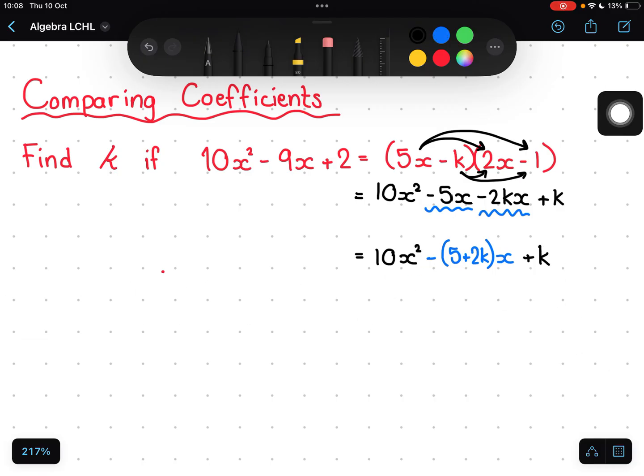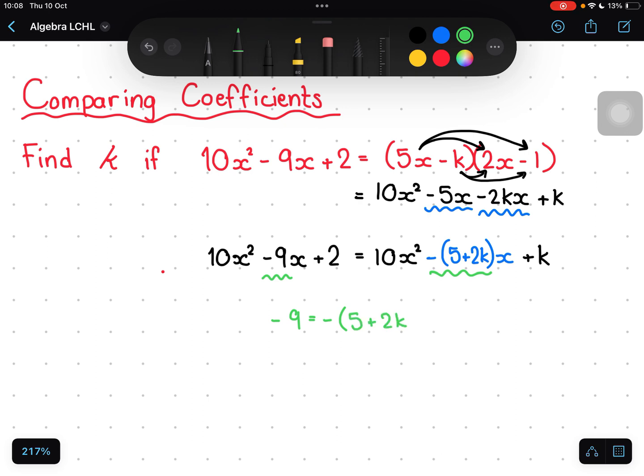Okay, so now we can see if we want to compare coefficients, what is in front of the x squared is equal. Then I can say what's in front of the x is equal. So I could work out k by comparing what's in front of the x with a power of 1 term. So minus 9 is equal to minus 5 plus 2k. I could find k that way. So 9 is equal to 5 plus 2k. So 4 is 2k. So 2 is equal to k. So that's one way of doing it.